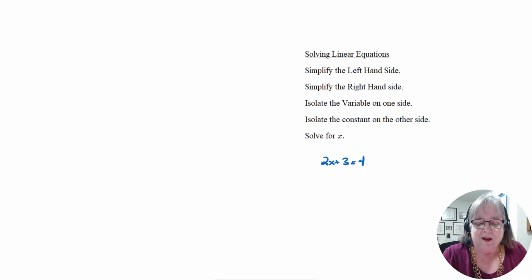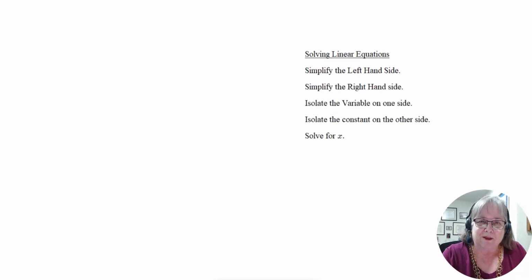And so what we did is we had a set of rules, a set of steps to follow. What we would do is simplify the left side, simplify the right side, get your variables on one side, get your constants on the other side, and solve for x. And then there were variations, what if it was an inequality, and so forth. And so this is our list of steps for linear.